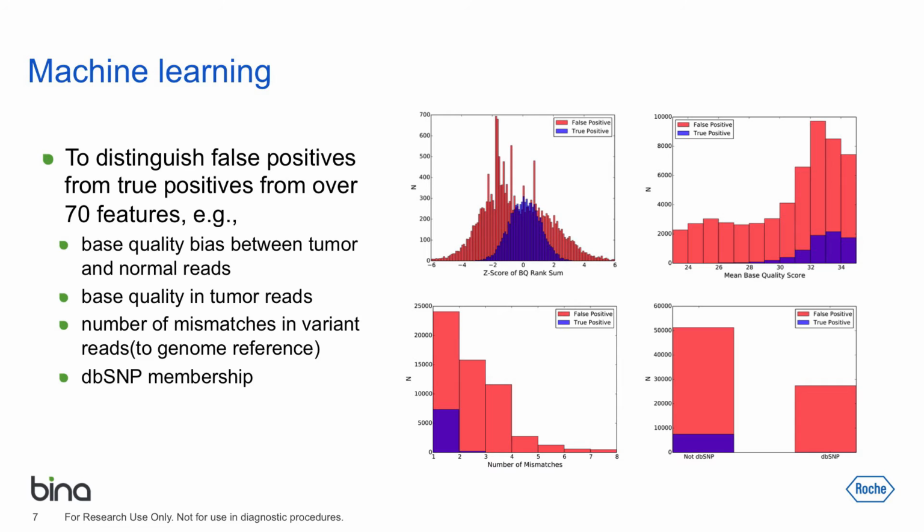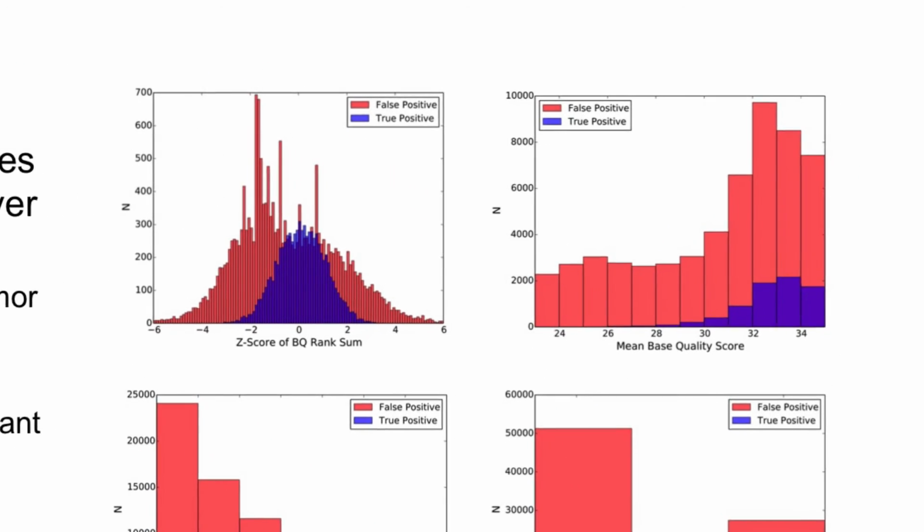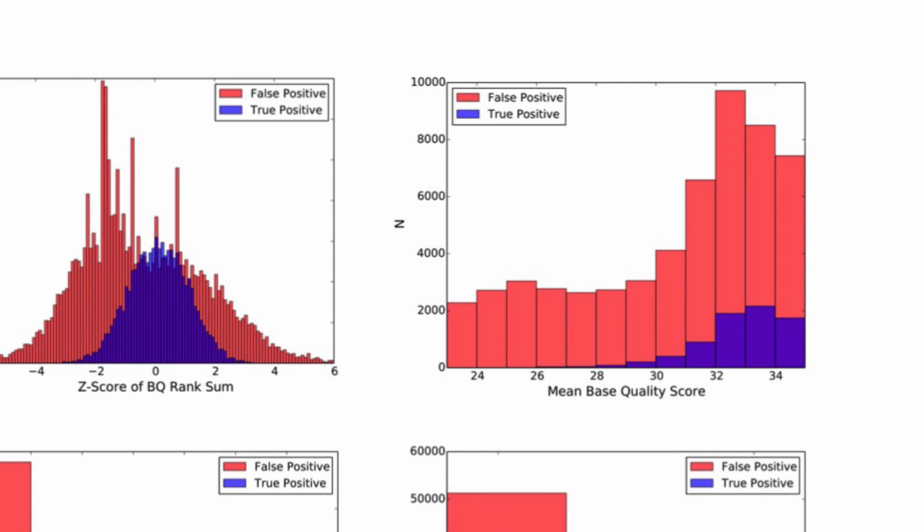The machine learning algorithm uses 70 different features. Here we're showing 4 different features, and you can visualize how they can distinguish the true positives from the false positives. If you look at the mean base quality scores on the upper right, you rarely find any true positives that have a base quality score below 30. And the machine learning algorithm will use up to 70 features like this to figure out what is a true mutation and what is a false positive.